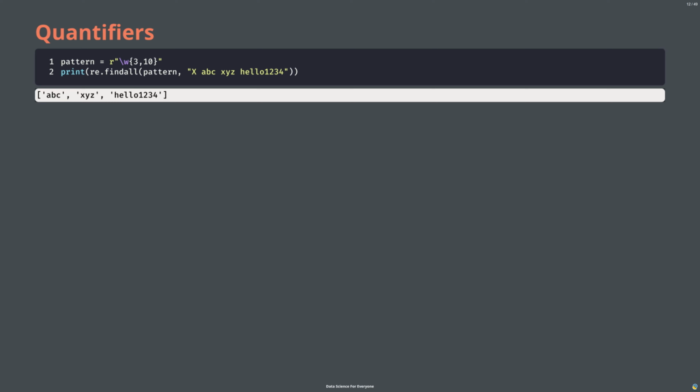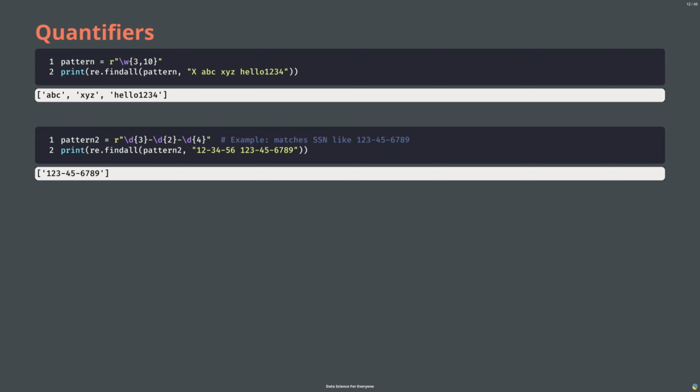Now let's look at quantifiers. If we see curly braces with digits such as 3 and 10 after a word character, it means that the regex will match characters at least 3 and up to 10 times. In the output, notice that the uppercase X is not returned since it has a length of only 1. If you remember, I had shown you this example for finding SSN-like features in a string. The regex matches patterns with 3 digits followed by a dash, followed by 2 digits and so on. As you can see, it only returns the right match, which is the second part of the string stored in a variable called pattern2, and does not match the first part.